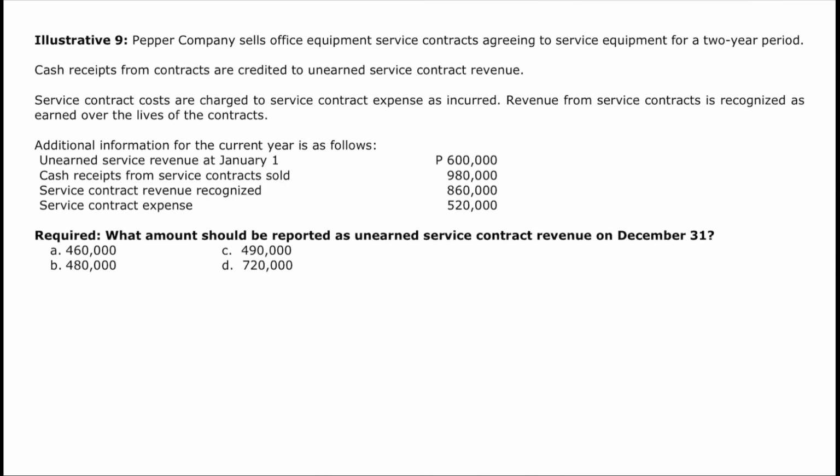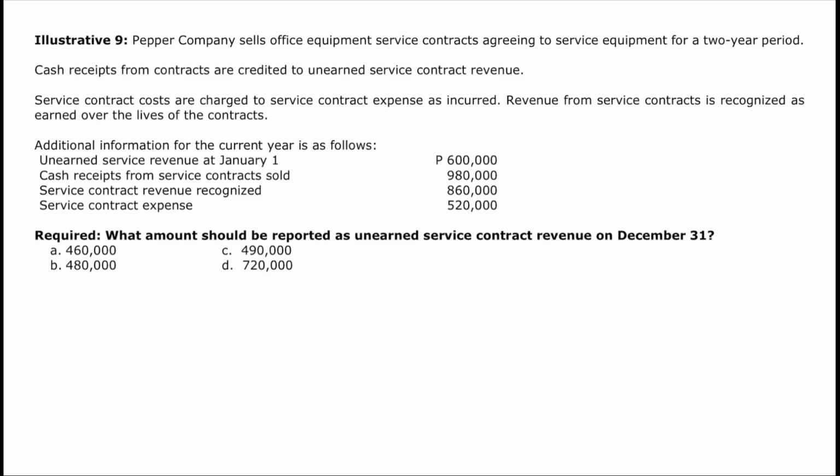So, para ma-illustrate natin yung topic na yun, punta tayo dito sa illustrative problem number 9, no? So, Pepper Company sells office equipment service contracts agreeing to service equipment for a 2-year period. Cash receipts from contracts are credited to unearned service contract revenue. So, service contract costs are charged to service contract expenses incurred. Revenue from service contracts is recognized as earned over the lives of the contracts.